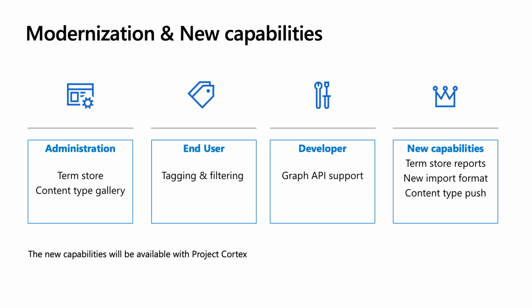Now that we've revisited taxonomies and content types, let's talk about what's new. All the recent and upcoming updates are around four broad areas. The first is administration, with new experiences for the term store and the content type management. The next is end users, with improved tagging and filtering for SharePoint lists and libraries when it comes to managed metadata columns. The third is for developers, with a new set of APIs coming to the Microsoft Graph for taxonomy and content type operations. And finally, a set of new capabilities that will be available with Project Cortex to make metadata management easier.